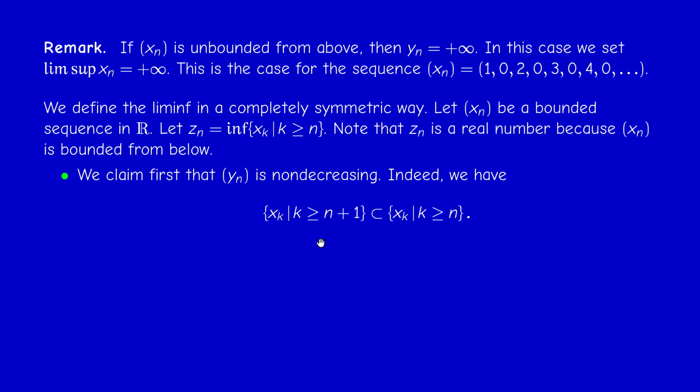So let us revisit the same examples. If we take the alternating sequence (-1) to the n, then for any n, this set consists of 2 points, 1 and -1. So the inf is -1, and therefore zn is constant. In particular, it's convergent to -1. So the liminf is -1. And here again we see that there is a subsequence converging to -1. It's a constant subsequence, actually.